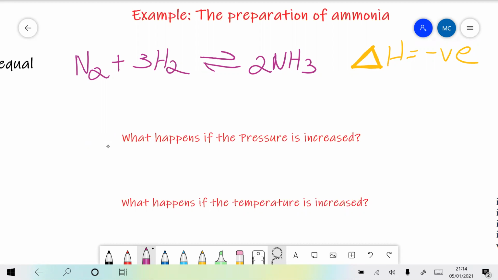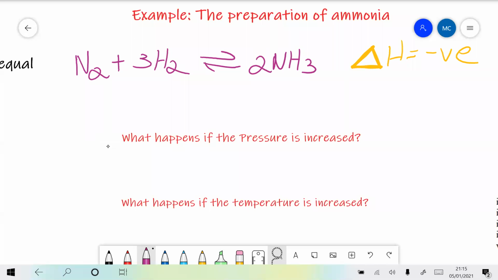Okay, so stop the lesson here and answer those two questions. What will happen if the pressure is increased? And what happens if the temperature is increased? Okay, and come back when you're ready.